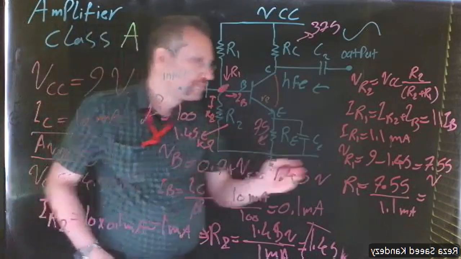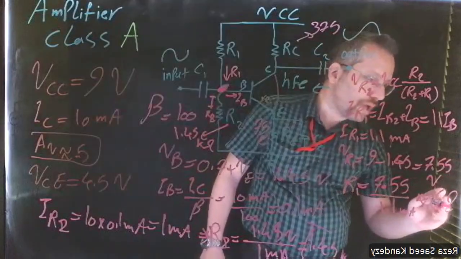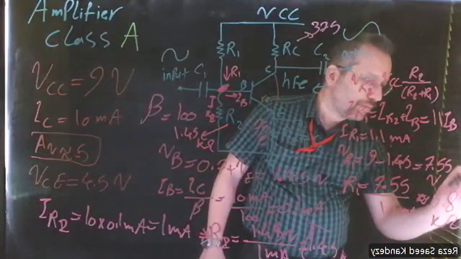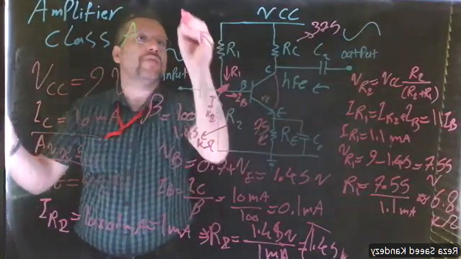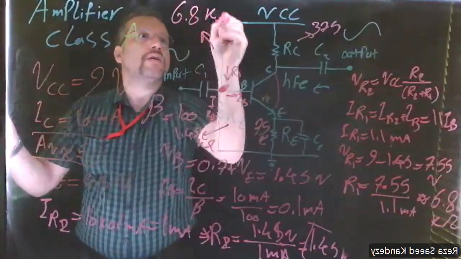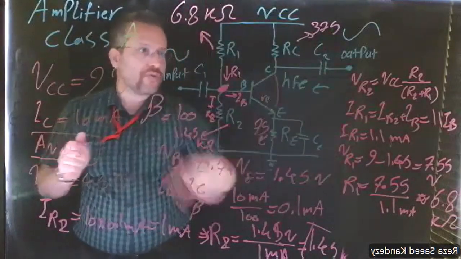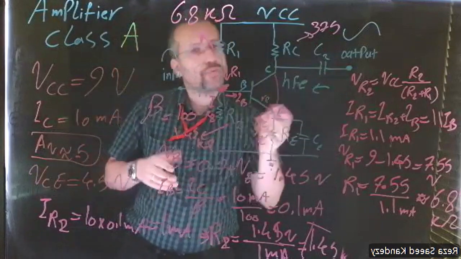Which become 6.8, around 6.8 kilo. Okay, so now we have this one, which is 6.8 kilo. Okay, now we have everything in our circuit. Now what we have to do is to implement that.